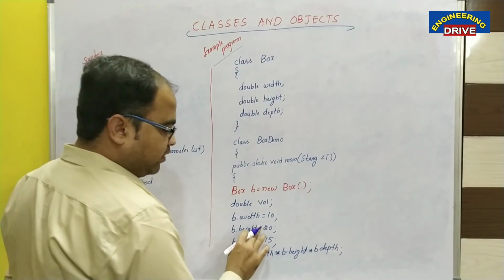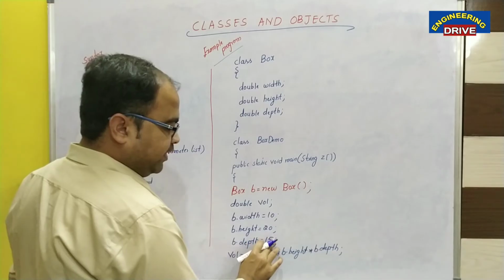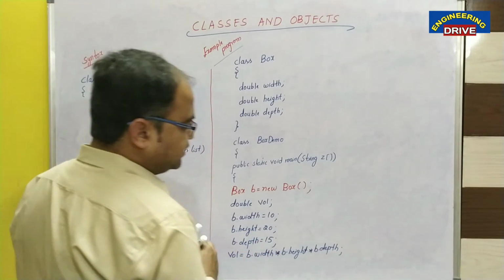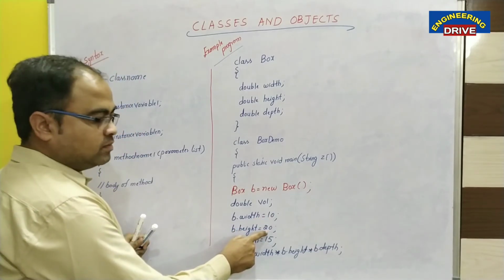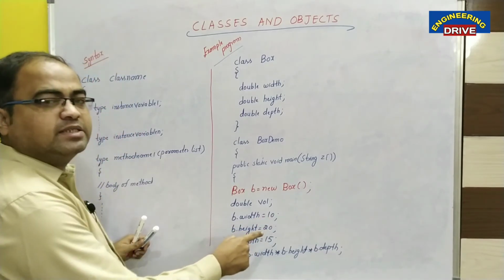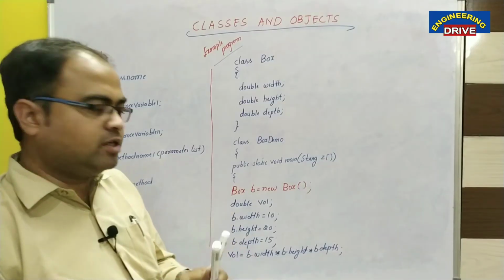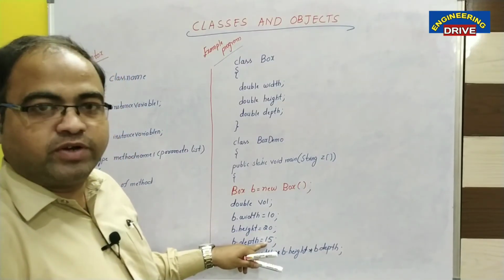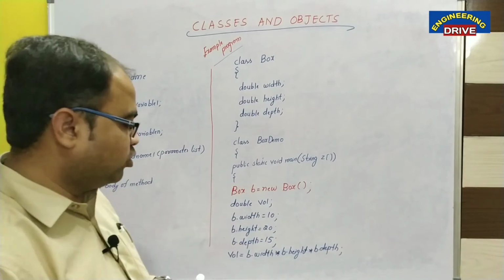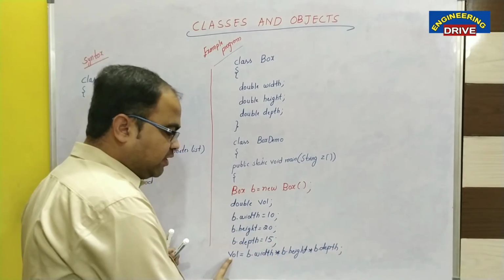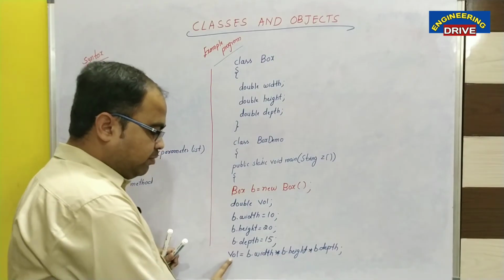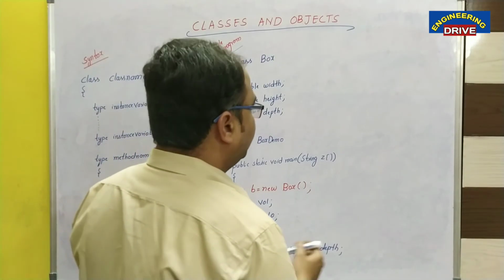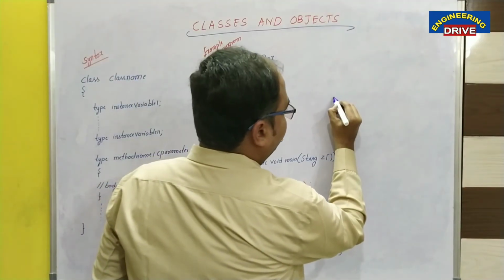So b dot width, what is the value? 10 into 20 into 15. So dear students, what is the answer we will get? 10 into 20, the answer will be 200. Then 200 into 15, the answer will be 3000. So that 3000 value will be stored in which variable? The volume variable.